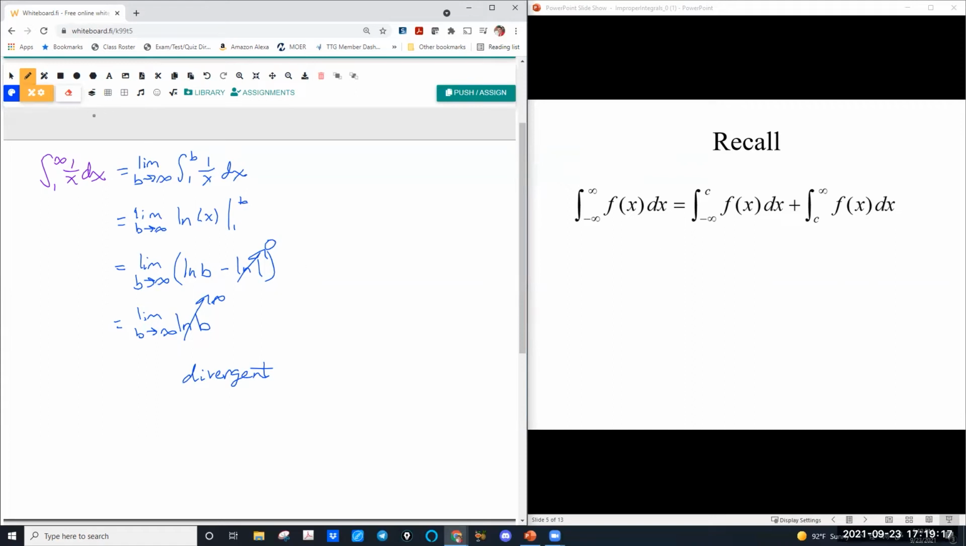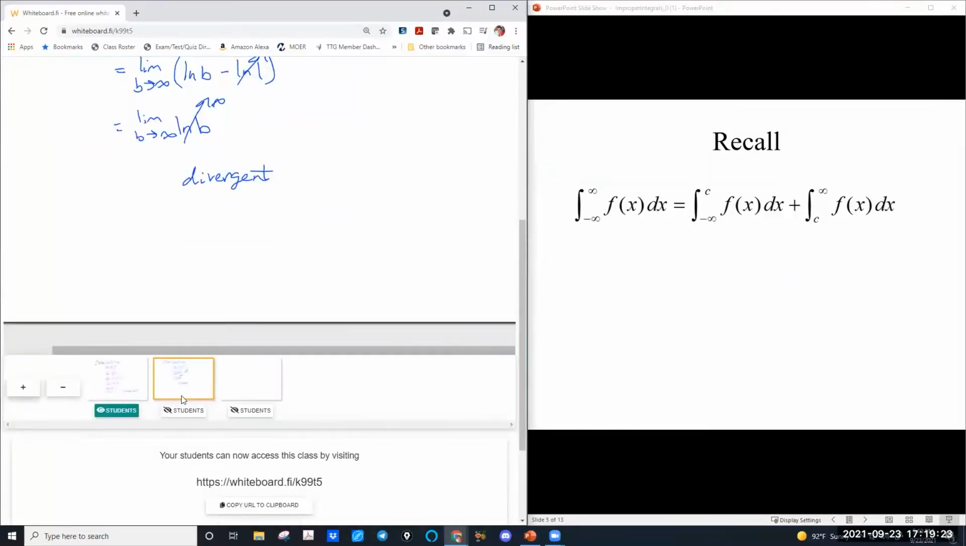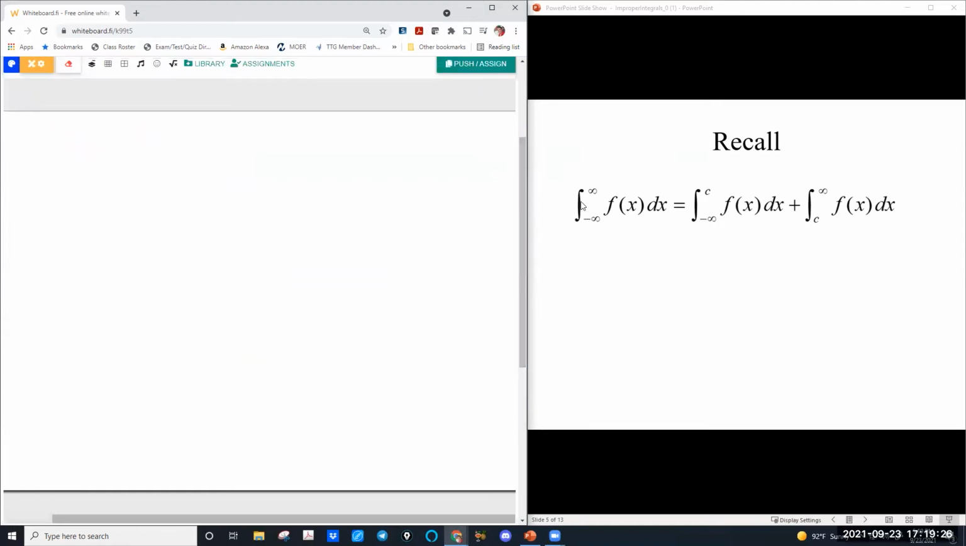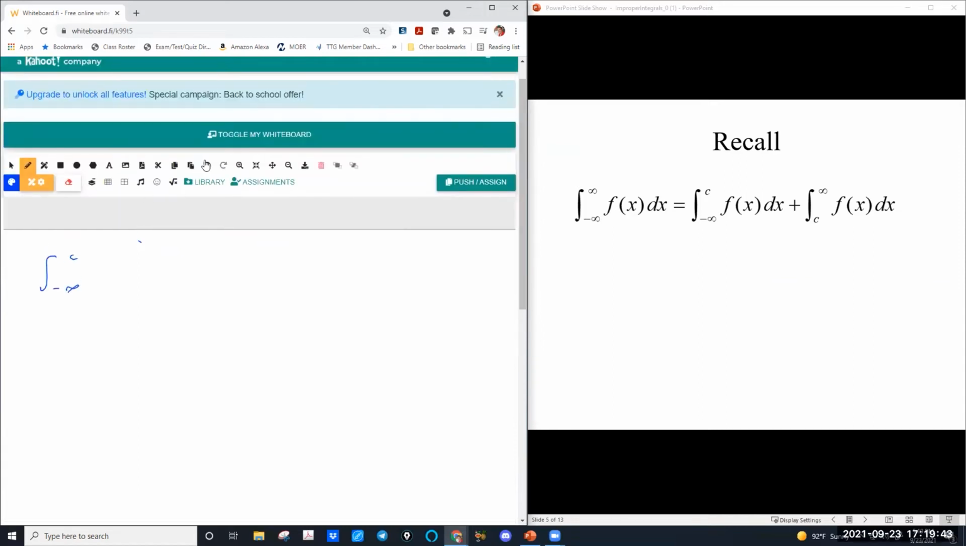So here's how I would treat this. I'm not going to do an example of this, but let's just say we have one like this, right? So we have negative infinity to some number C. C can be any number we want. So you split it up at the place that's easiest, maybe at 0 or 1. So maybe we split it at 0.